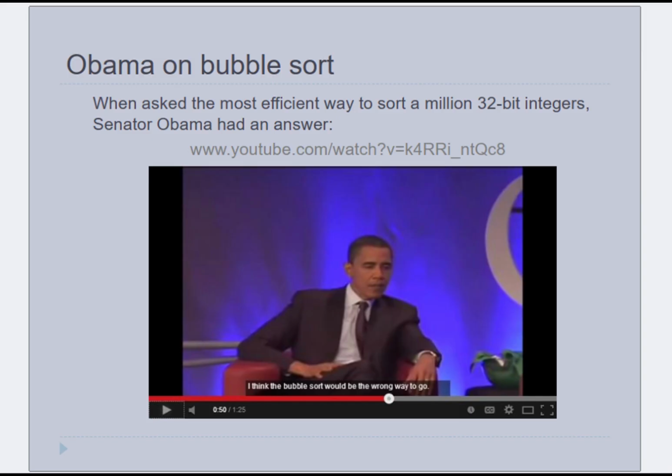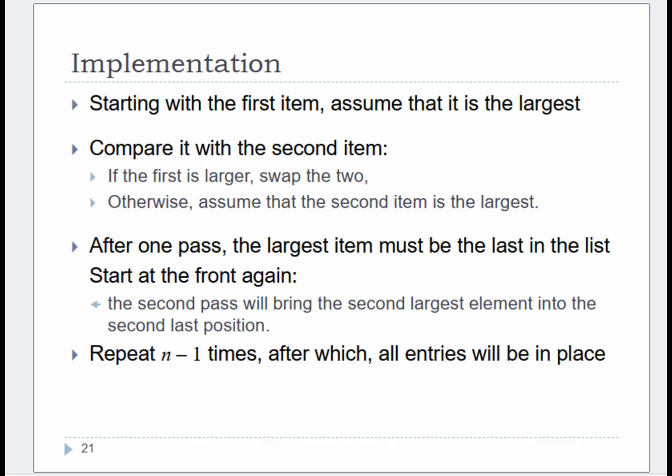Obama on bubble sort. When asked the most efficient way to sort 1,032-bit integers, Senator Obama had an answer: www.youtube.com/watch?b=k4rri_ntqca. Implementation. Starting with the first item, assume that it is the largest.